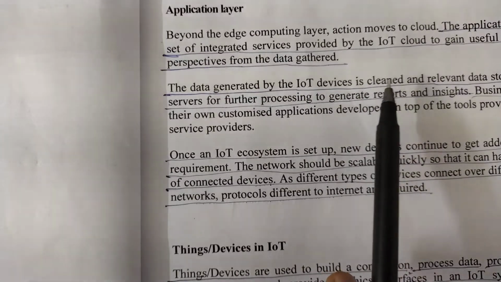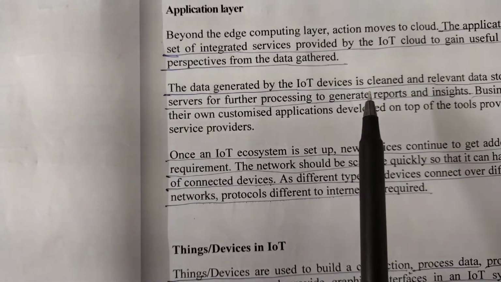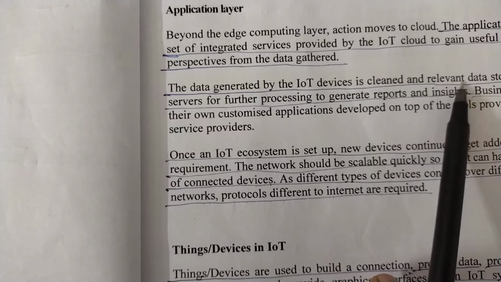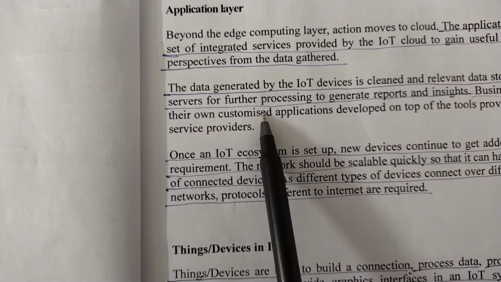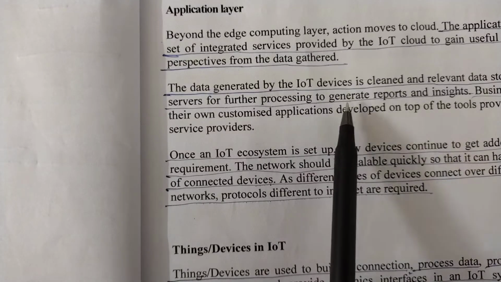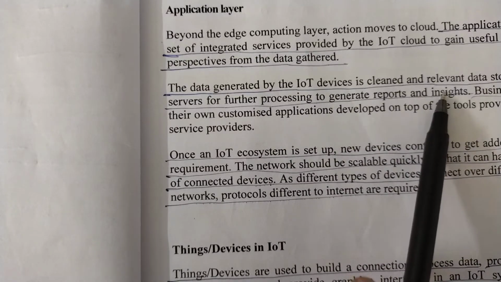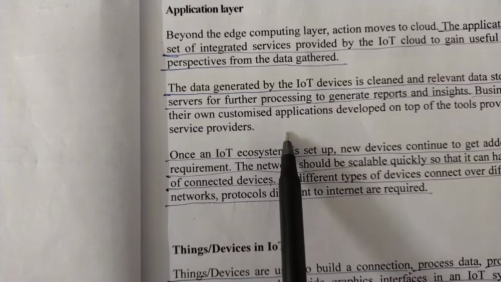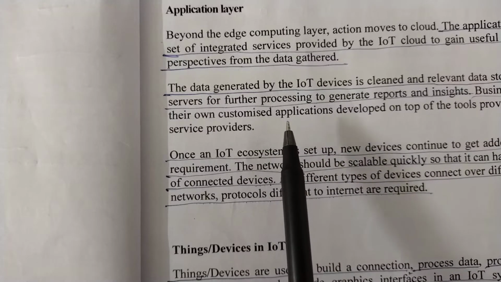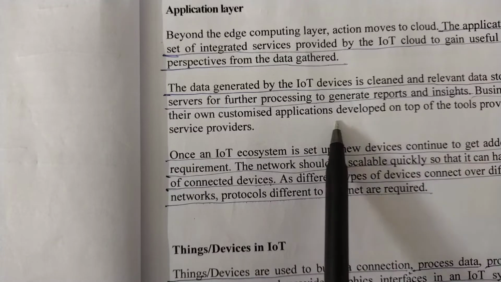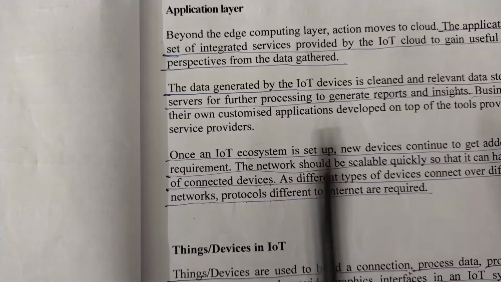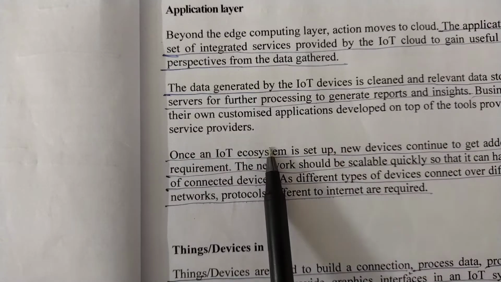That means any data which is erroneous will first be fixed or removed, and then only relevant data will be stored on the cloud servers for further processing, so that you can generate reports and insights. So businesses can get their own customized applications wherein the data will be filtered as per their requirements, right? And these applications can be developed on top of the tools which are provided by the cloud service providers.